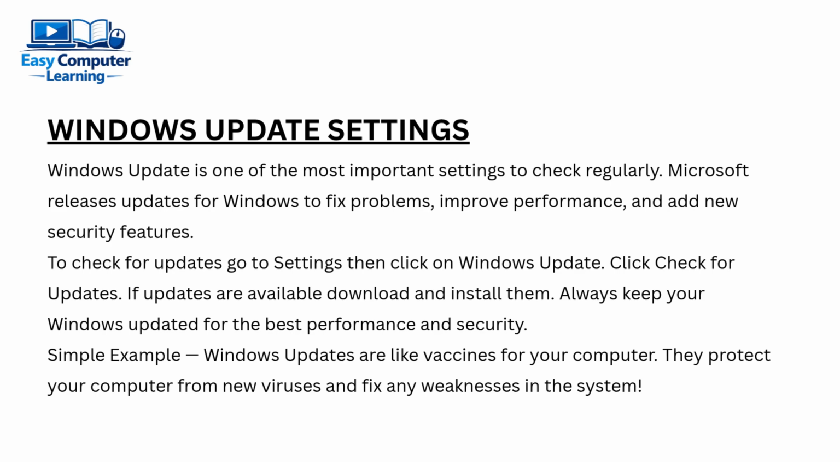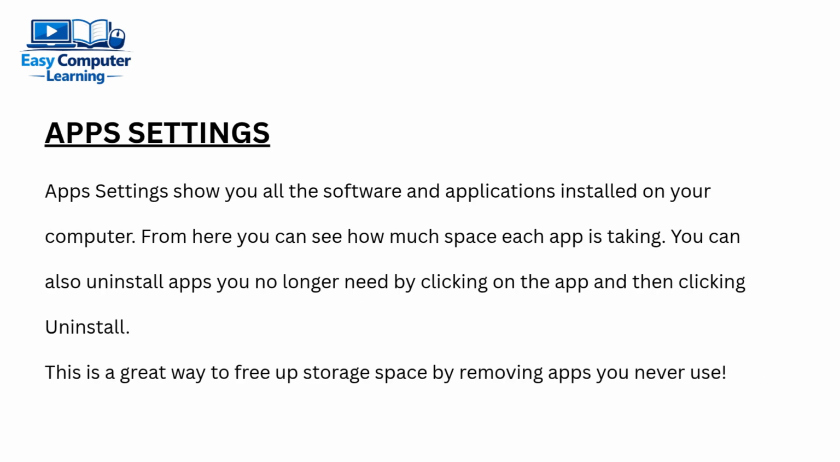Simple example. Windows updates are like vaccines for your computer. They protect your computer from new viruses and fix any weaknesses in the system. App settings. App settings show you all the software and applications installed on your computer. From here, you can see how much space each app is taking. You can also uninstall apps you no longer need by clicking on the app and then clicking Uninstall. This is a great way to free up storage space by removing apps you never use.